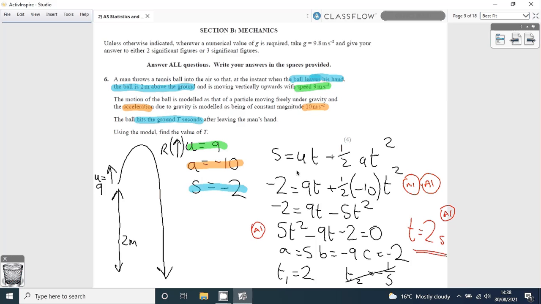Now using s = ut + ½at², substituting in and rearranging, I get this quadratic. So a is 5, b is minus 9, c is minus 2. Just popping that into the calculator, we get 2 possible values of time, being 2 and minus a fifth. Clearly you can't have a negative time, so t is 2 seconds.